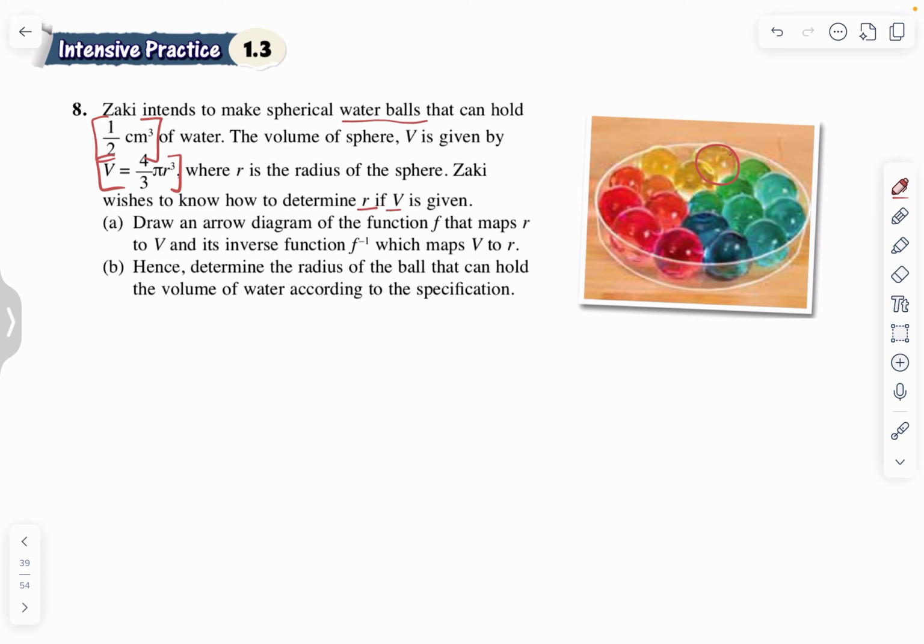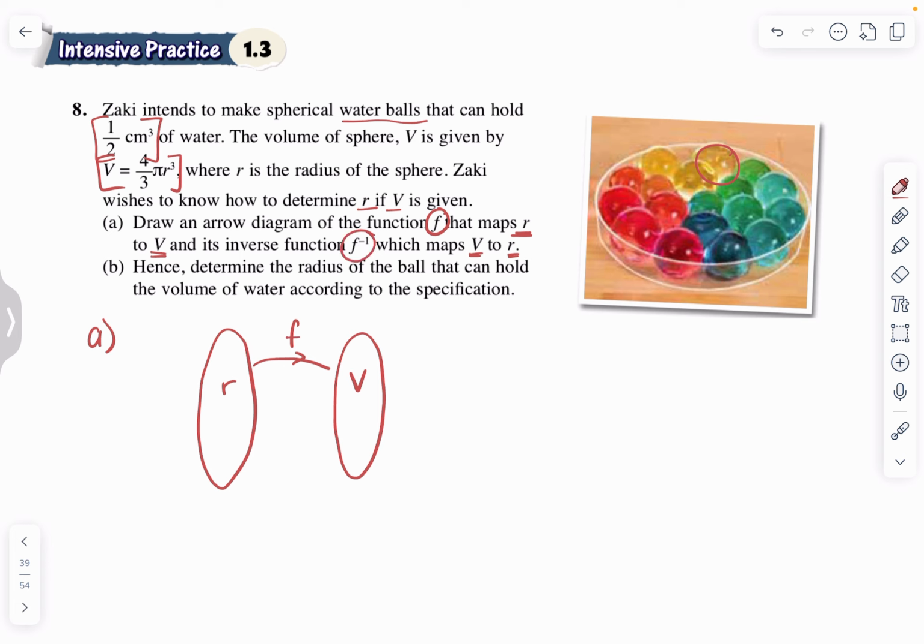Okay, so A, they asked us to draw an arrow diagram that maps r to v and its inverse function which maps v to r. So r is mapped to v by the function f, and f inverse will map v to r. So this is the arrow diagram. So here you can say v equals 4/3 pi r cube. That's it.